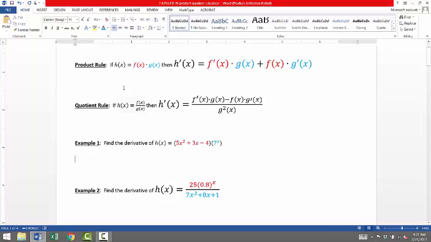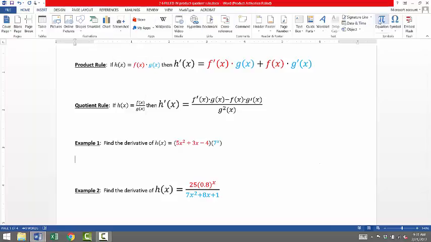In this video, we're going to talk about the product rule and the quotient rule for finding derivatives of functions that are products and functions that are quotients. First, let's do an example related to the product rule.